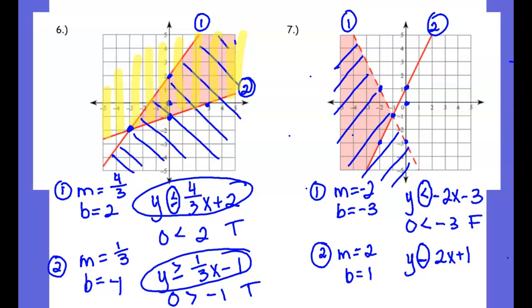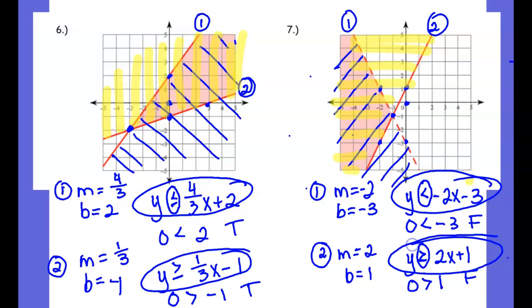Now for the double shaded area with graph number 2, we would have had to shade this side to make that the double shaded area, which means (0, 0) is false. So if I put in (0, 0), I want it to be false. Here 2 times 0 is 0, and we've got 1. We want that to be false. So we do know that 0 is less than 1 to make it true, so let's make it greater than 1 to be false. Okay, so there's our second inequality. There's our first one, and there's our second one. So that was definitely trickier.